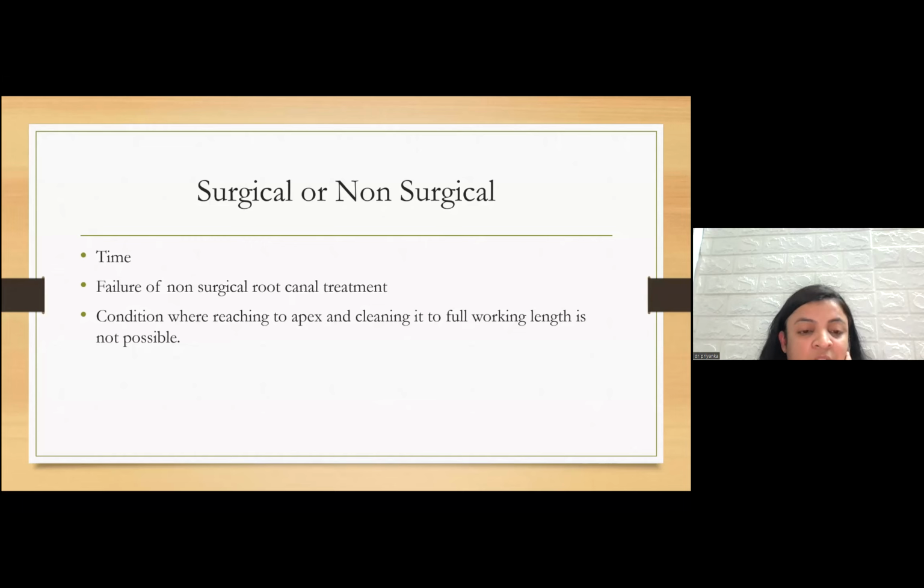Now, the third point is a condition where reaching to the apex and cleaning it to the full working length is not possible. Whenever you have a root canal system where there is an instrument separation and you can't bypass it or remove it from the root canal, when you see a calcified canal and you cannot achieve the glide path, when you have a ledged canal and you cannot go till the apex and you cannot seal the apex, that time it is better to go for the surgical option instead of the non-surgical option. We just have to open it up, enucleate it, clean it, and seal the apex.